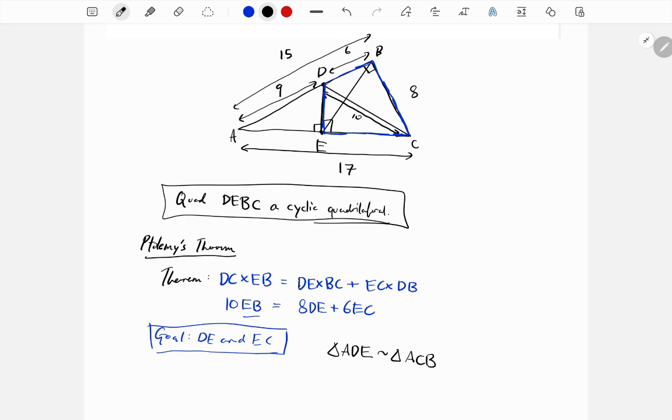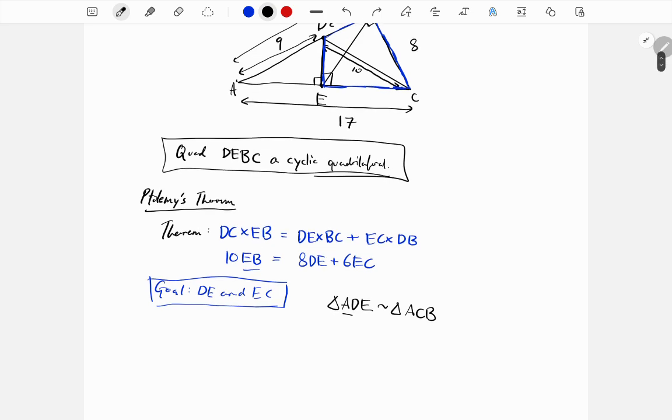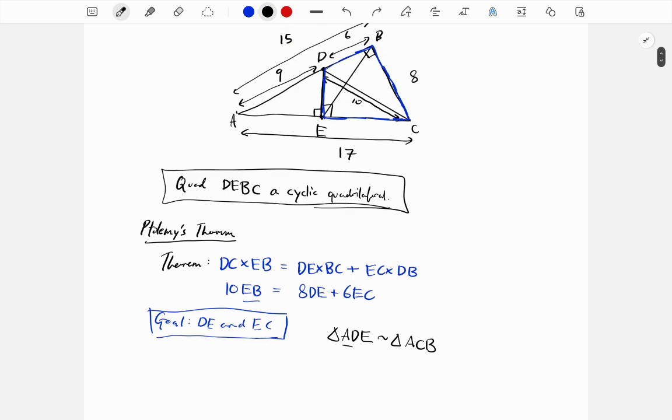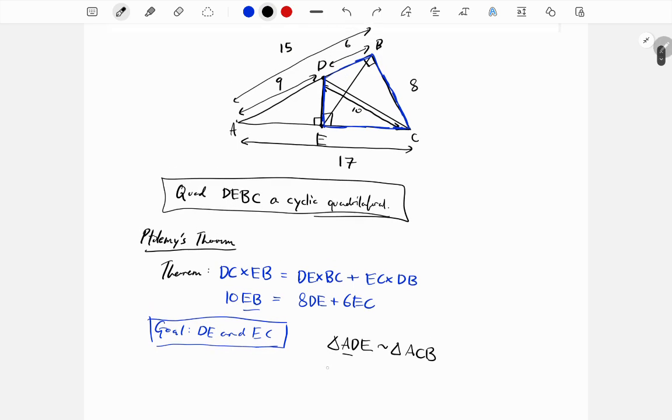I'm just making sure that the vertices all correspond to each other. So A corresponds to A, D corresponds to C, and E corresponds to B, because these are where the right angles are. Okay, so now since we know that these triangles are similar, I can use the fact that the sides are proportional. So let's write down all the available ratios we're given, which is AD over AC is equal to AE over AB, which is equal to DE over CB.